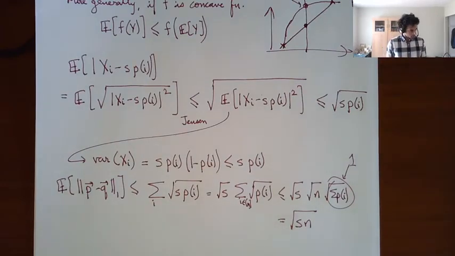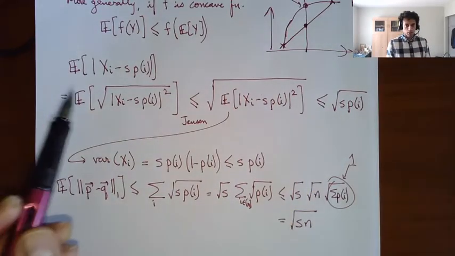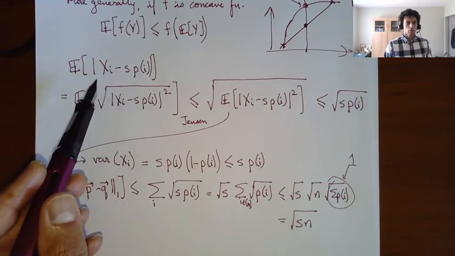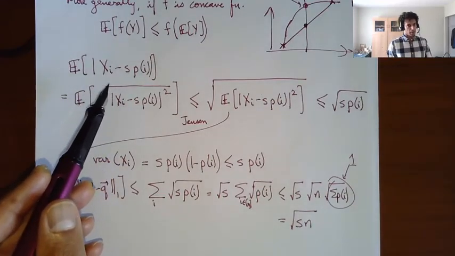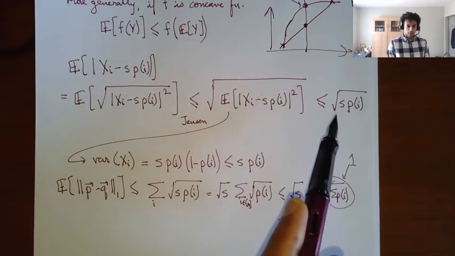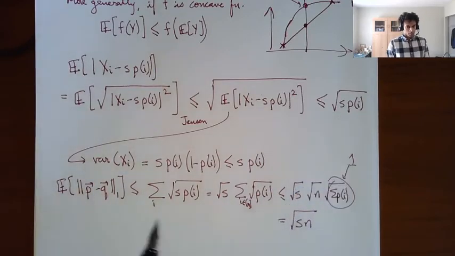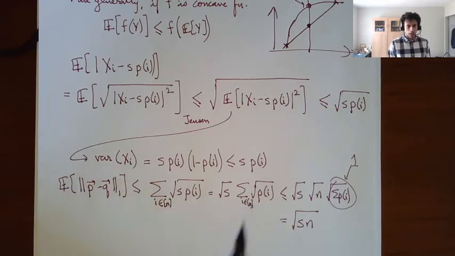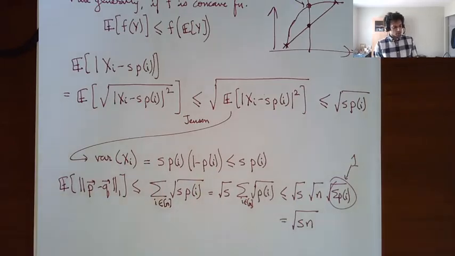Is this clear? So I started with Jensen. I used Jensen's inequality to get an upper bound on the expectation of the absolute value of xi minus s pi. By Jensen, I can write this as the square root of s times pi. Now I sum these square roots, pull the square root of s out. That's a constant. I mean that doesn't depend on i. And now I have the sum of square roots of the probabilities. By Cauchy-Schwarz, that sum of square roots is at most root n. Okay?